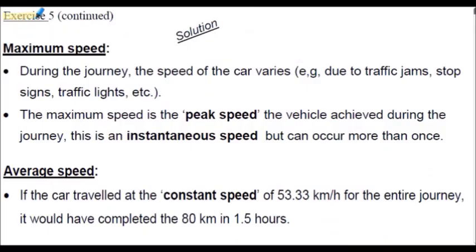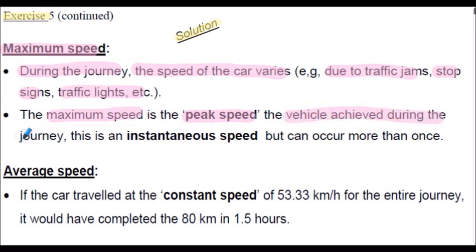Exercise 5 solution continued. So essentially the difference between the maximum speed and the average speed is overviewed here. The maximum speed during the journey: the speed of the car varies due to traffic jams, stop signs, traffic lights, etc. So the maximum speed can be considered the peak speed that the vehicle achieved during the entire journey. This is an instantaneous speed. In other words, it occurs at a particular instance, but it can occur more than once within the journey.